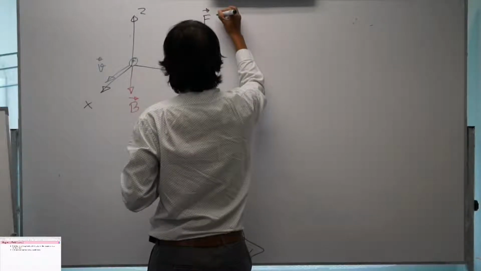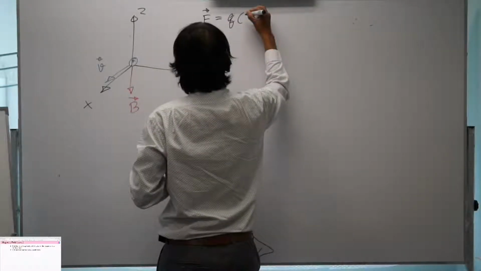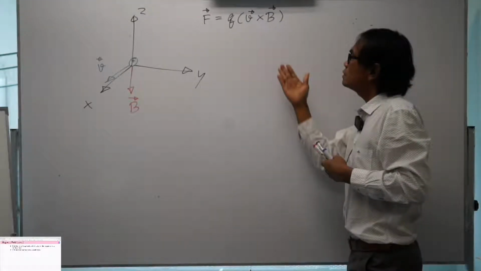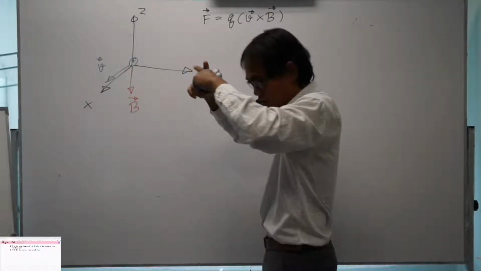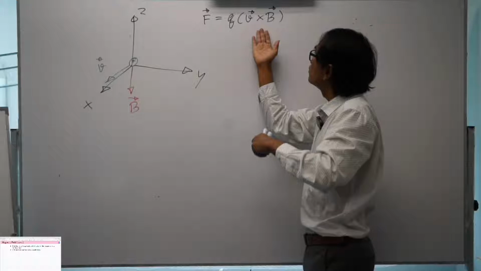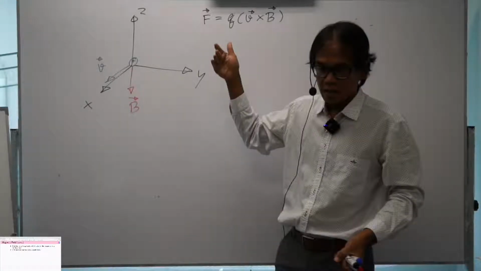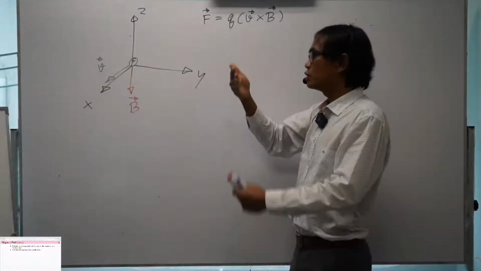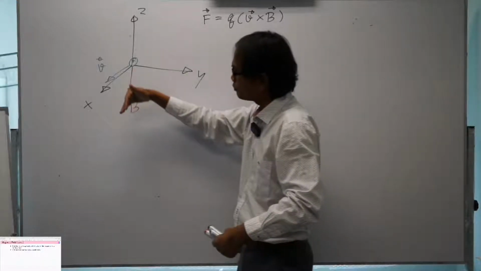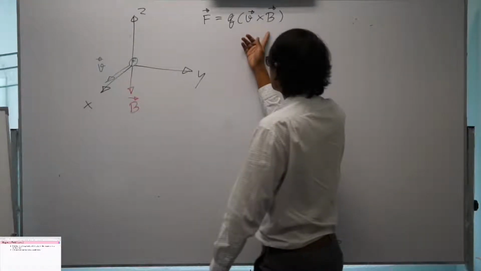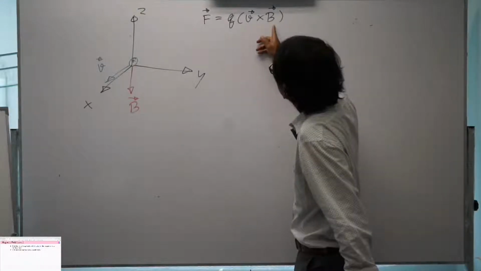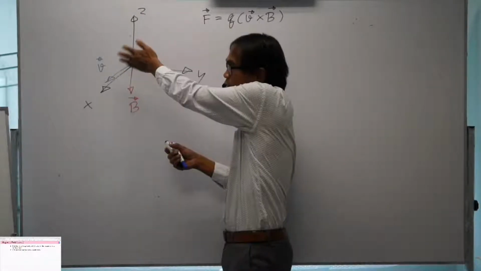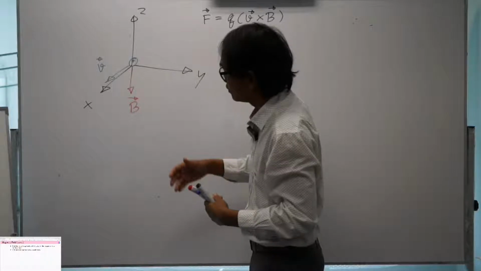F is Q, right? V cross B. When you have an expression like this, V and B with the cross operator between them, it means you start from vector v first, which is this one, and you curl or turn your four fingers to another vector, which stays at the second position here, which is the vector b. From v to b you get, assume that this is three-dimensional, the force upward like this.